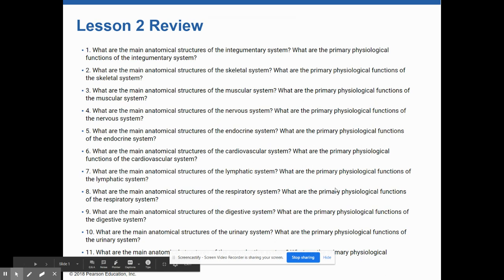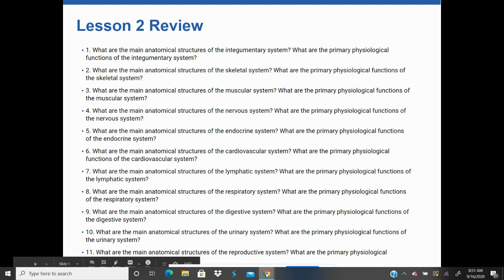Hello, everyone. Today we're going to be talking about the necessary components of life in an organism and then also directional terms in anatomy. Before we go over the new lesson, though, I want you to review the information from yesterday's lesson. So take some time to review these questions. You can pause the recording while you're reviewing these questions and then press play when you're ready to move on.